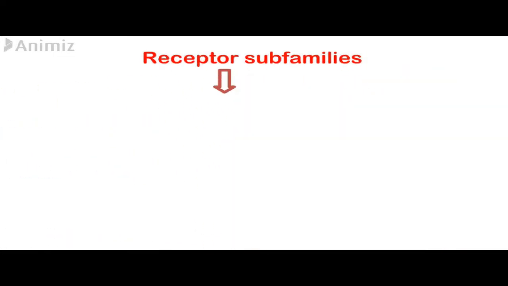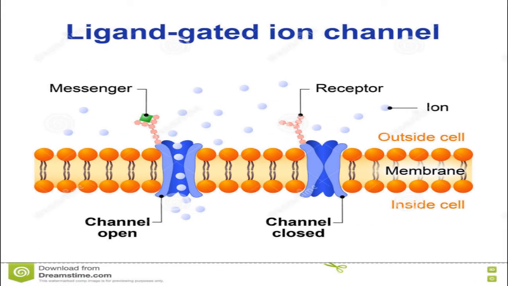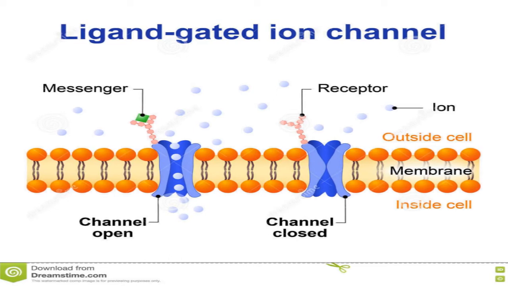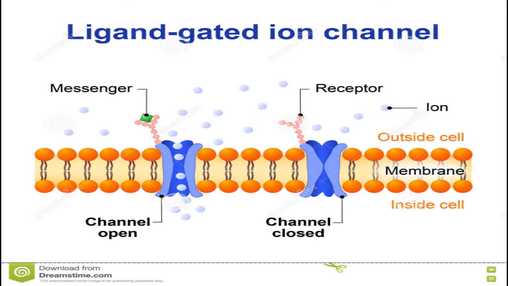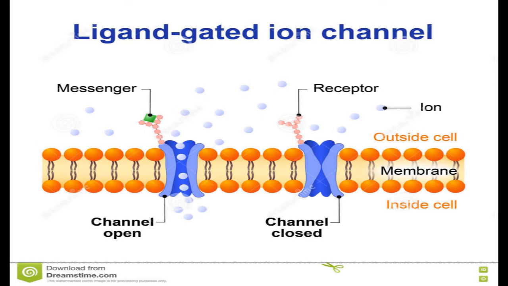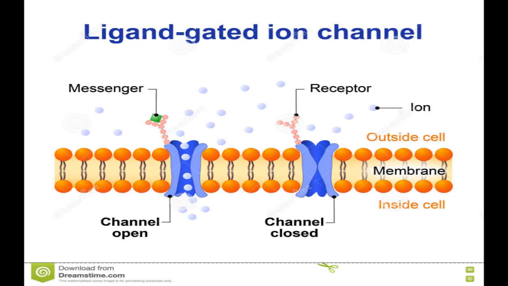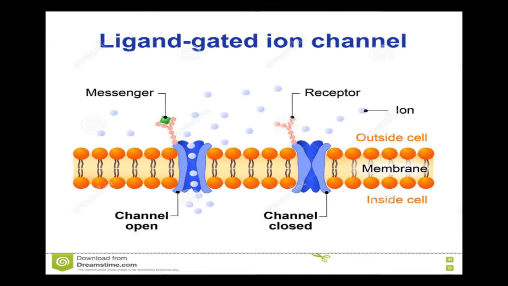The first one is the ligand-gated ion channels. The channel is usually closed until the receptor is activated by an agonist, which causes the channel to open briefly for a few milliseconds. In this type of receptor, it is the extracellular portion of the receptor that contains the ligand binding site. So only hydrophilic ligands can interact with these receptors.